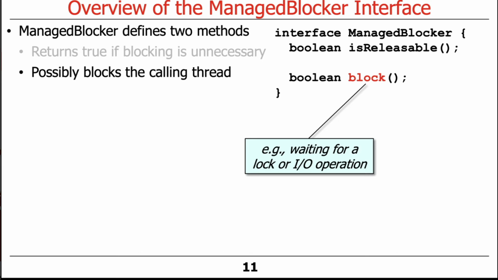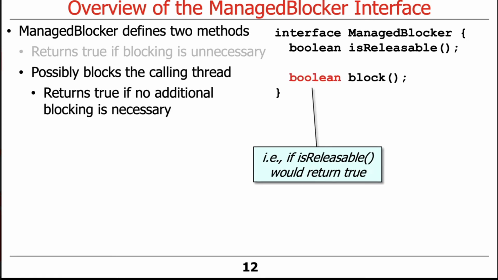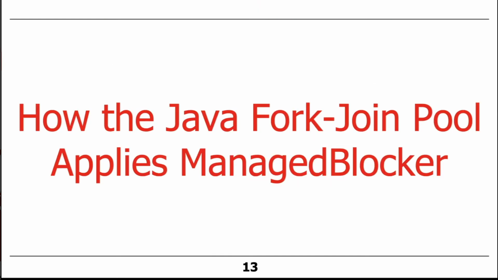Another method is block, which may very well block the calling thread. And this is typically where the actual computation would go. In this particular case, it's going to be waiting for something like a lock or an IO operation. So that's actually where the business logic resides in the managed blocker interface. And we'll see how that works in a second. Block returns true if no additional blocking is necessary as well, the same kind of semantics as isReleasable.